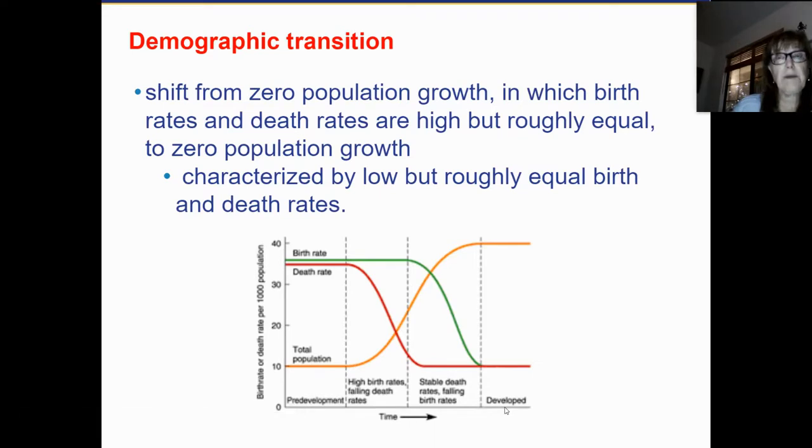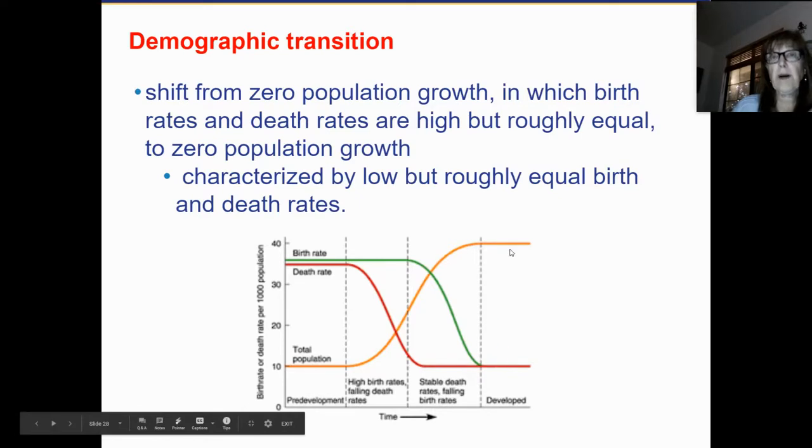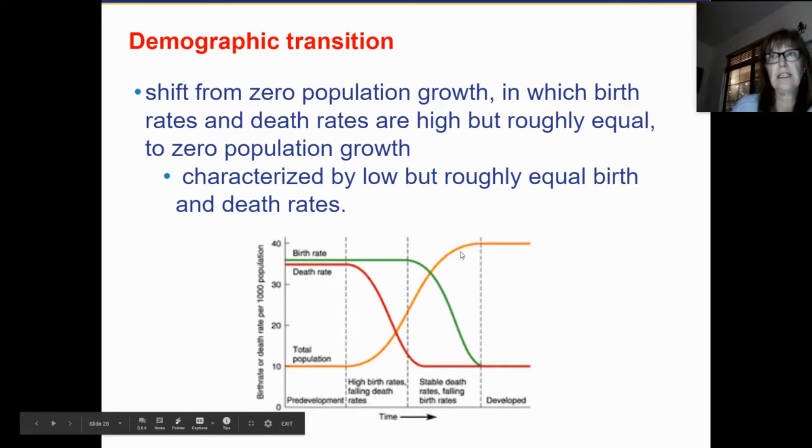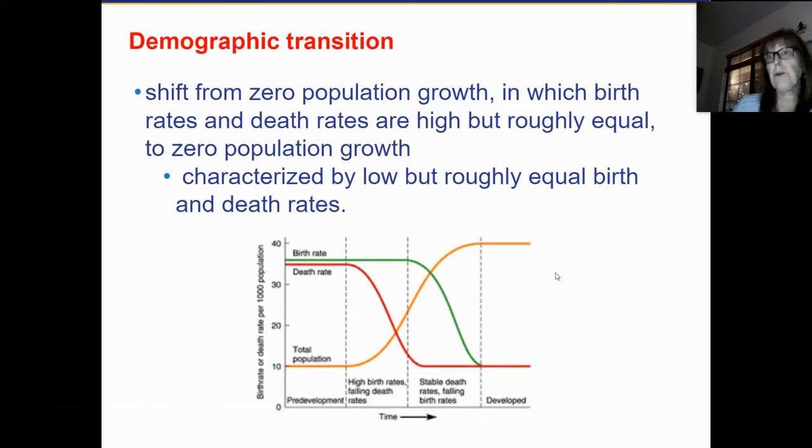And then this is what happens when a population is developed. We get zero population growth, in which our birth rates and our death rates are fairly equal at this point. And so our population numbers tend to be fairly stable. This would be fluctuating between, well, we would call it logistic growth, or those fluctuations at carrying capacity. We right now are experiencing this exponential growth in which our birth rate is outpacing our death rate.